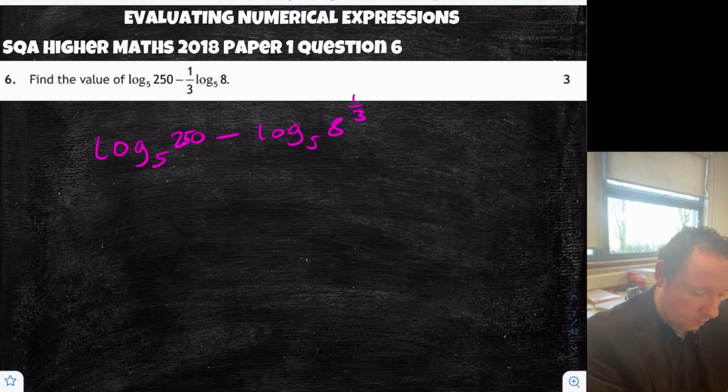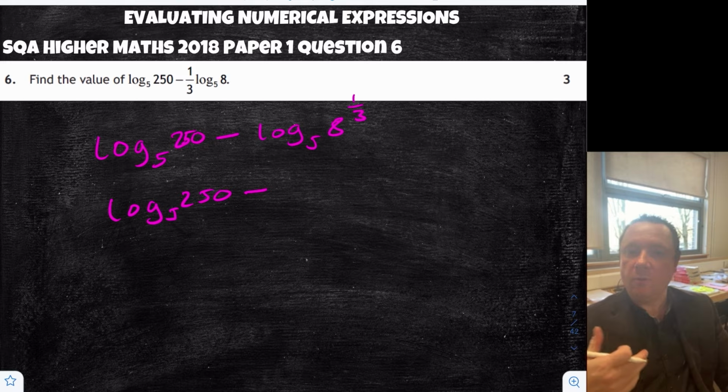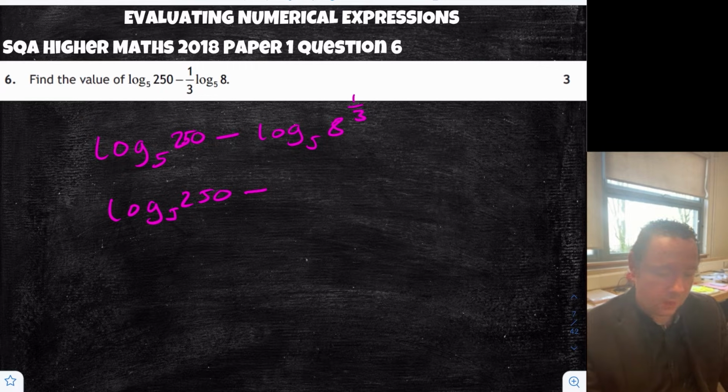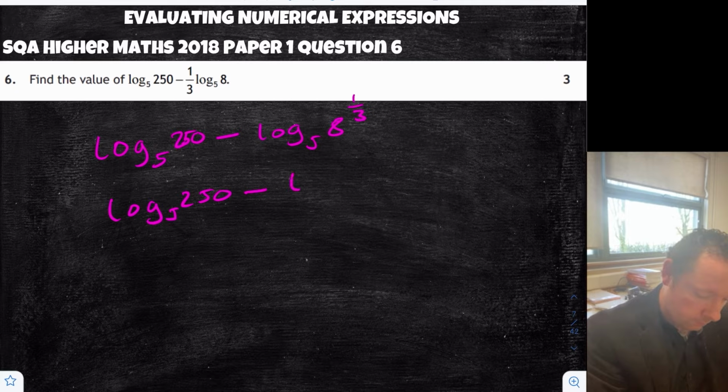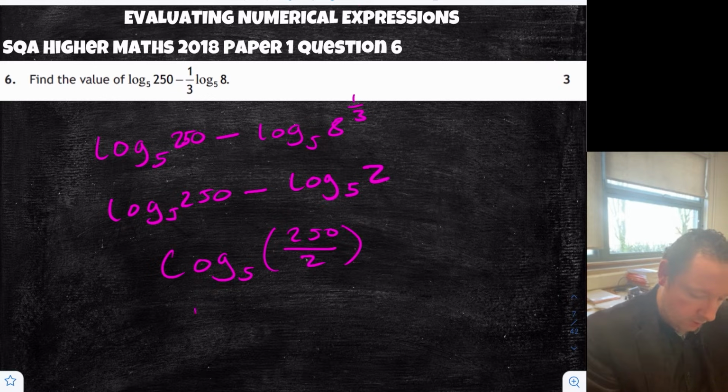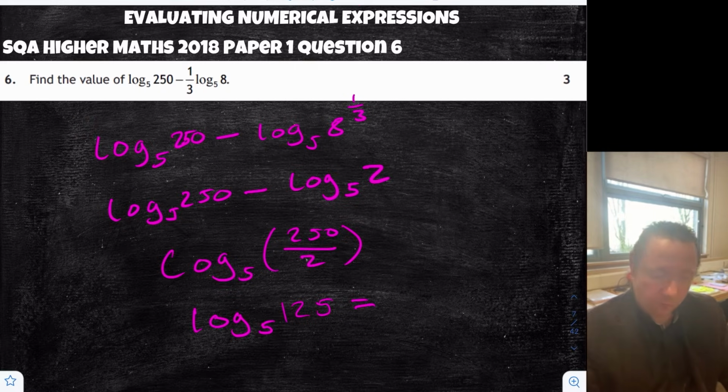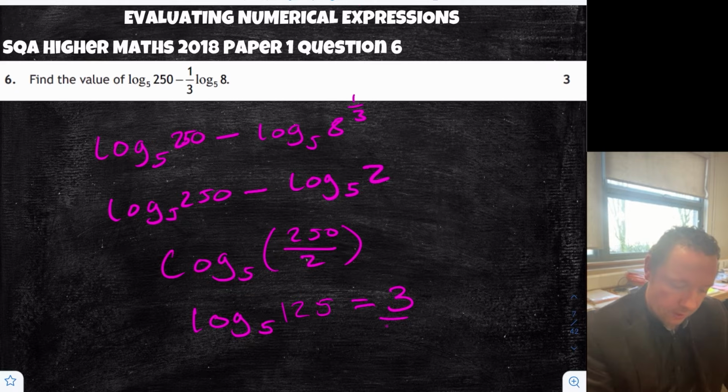Because you can take coefficients up as a power. We'll work out that 8 to the power of a third then. So that's log 5 250 minus, remember to the power of a third is the cube root, so it's log 5 2. And now we can combine, because a minus means you can do this number divided by this number. So as 1 log, we get log 5, 250 over 2. That's log 5, 125. So 5 squared is 25, so 5 cubed is 125, so the answer is 3.